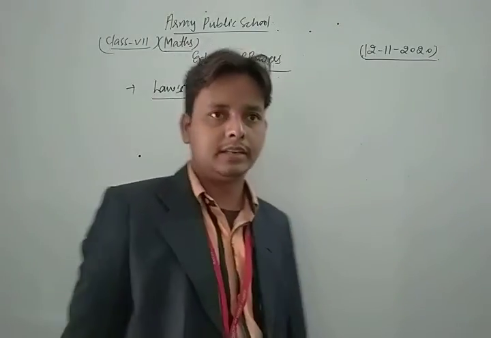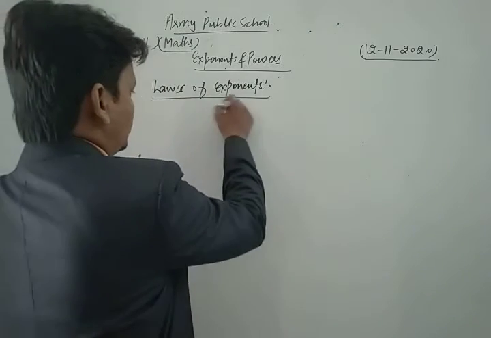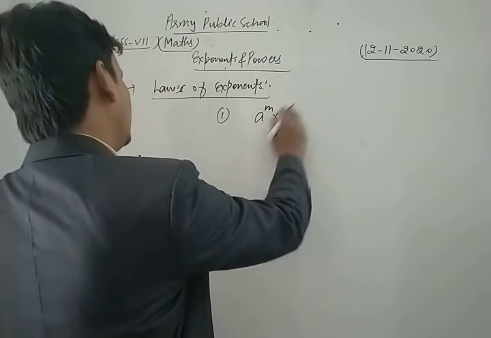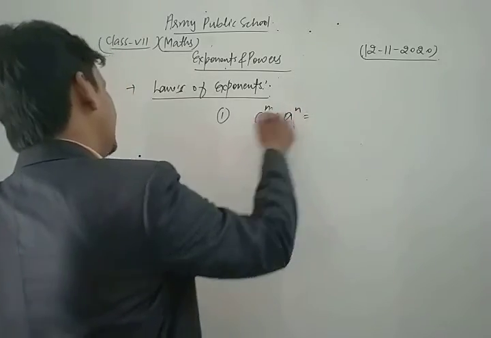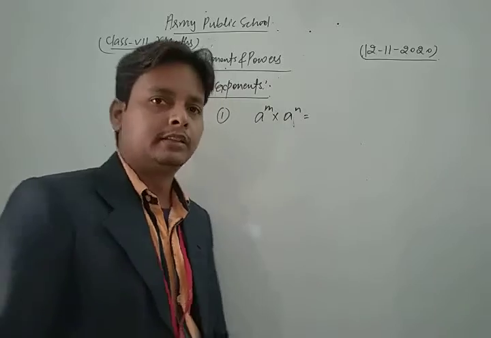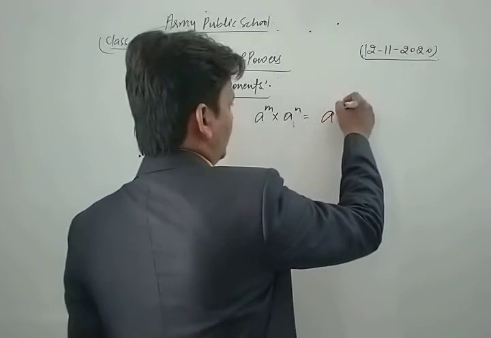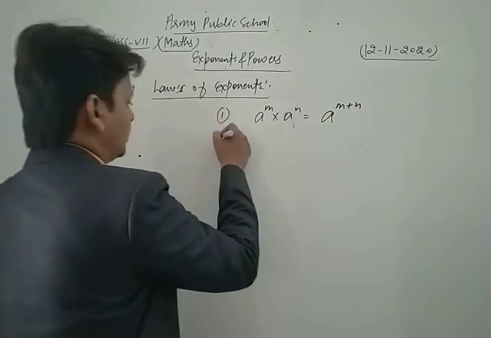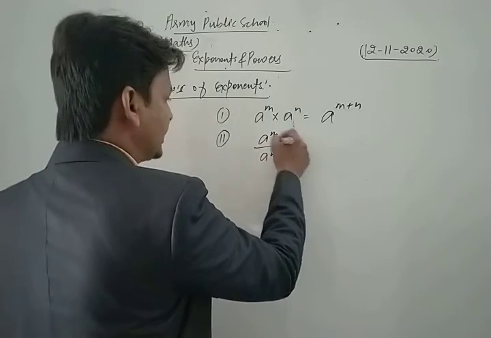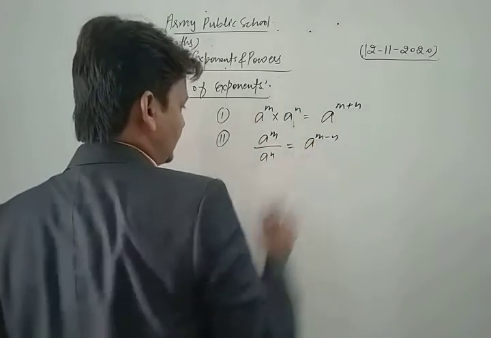Okay, dear students, let's see. Your first basic law of exponents: if we have a to the power m into a to the power n, where bases are the same and powers are different, then we can write a to the power m plus n. Similarly, the second law: a to the power m upon a to the power n, then in that condition we write a to the power m minus n.